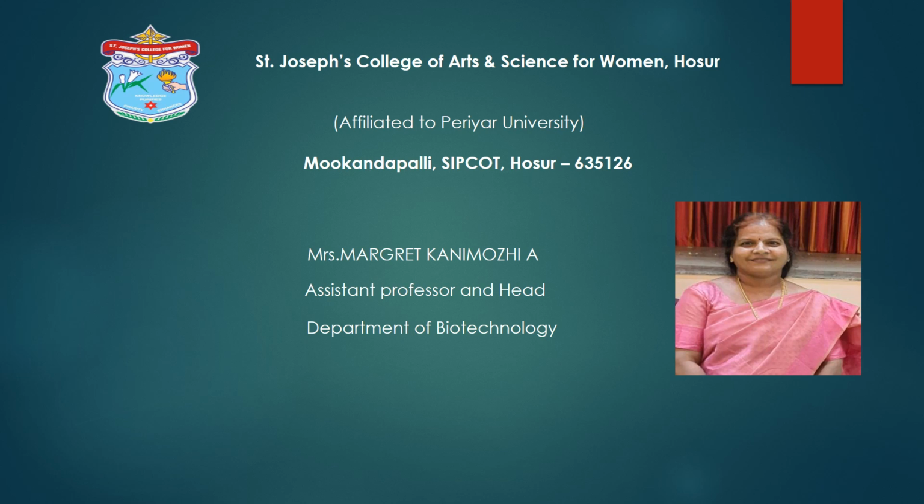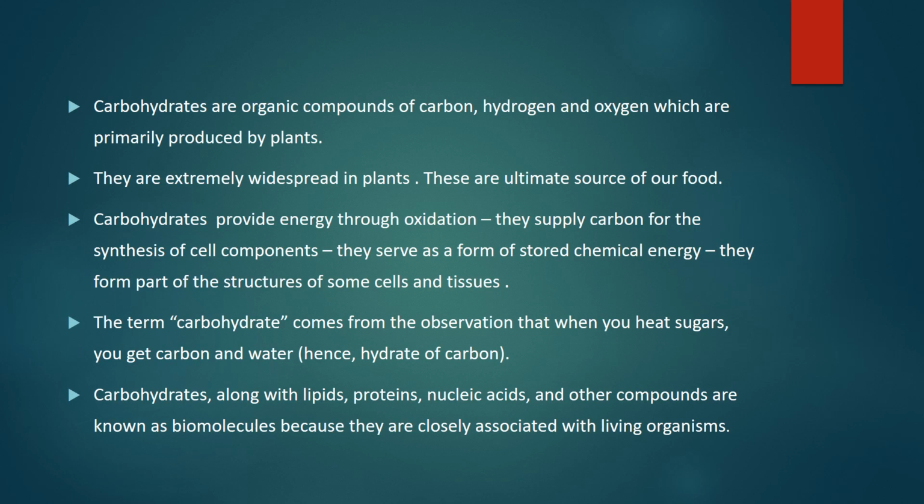In this video, we are going to see about carbohydrates. Carbohydrates are organic compounds made up of carbon, hydrogen, and oxygen, which are primarily produced by plants. They are extremely widespread in plants. They are the ultimate source of our food. Carbohydrates give energy through the oxidation process.